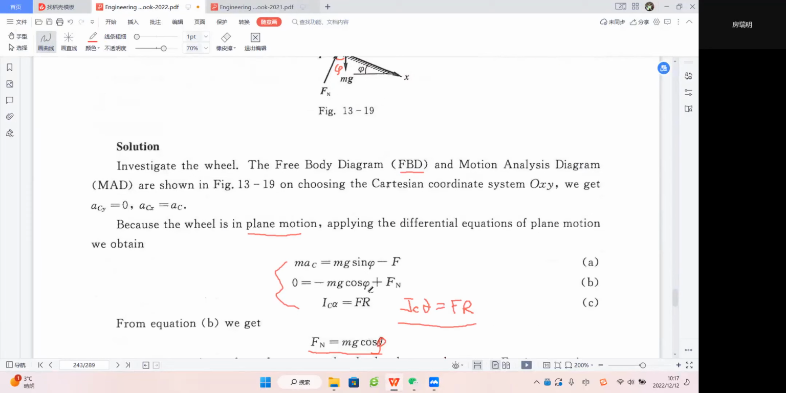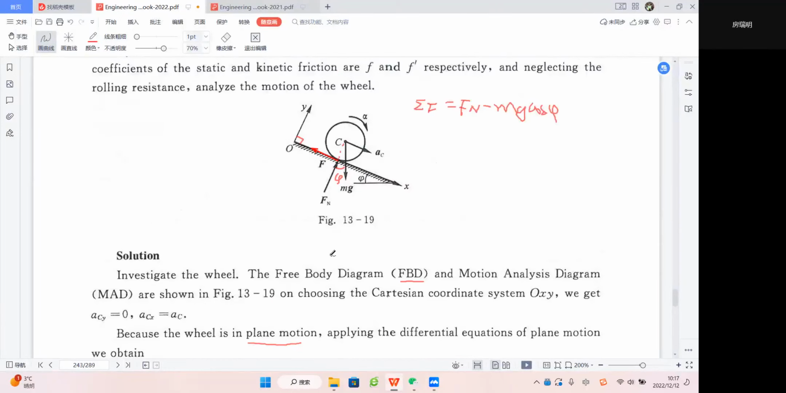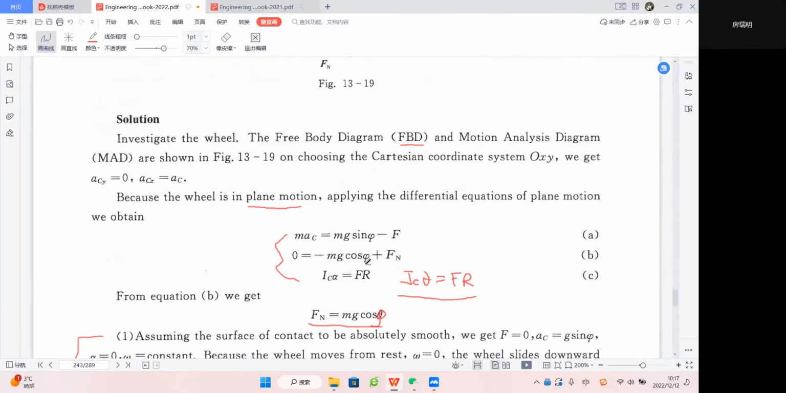So we will have this. So that is Fn minus mg cosine phi, right? So this will be 0. So we can easily find Fn will equal mg cosine phi.